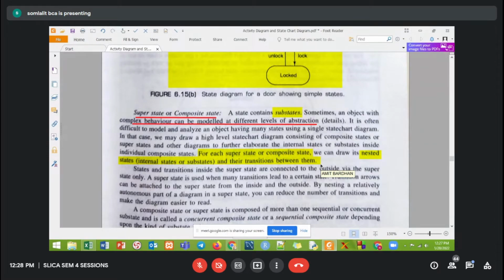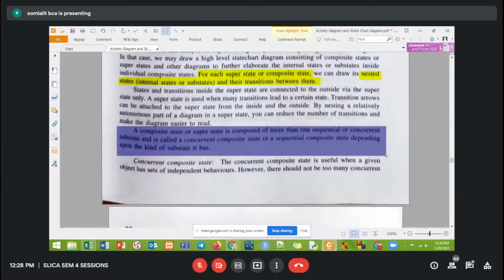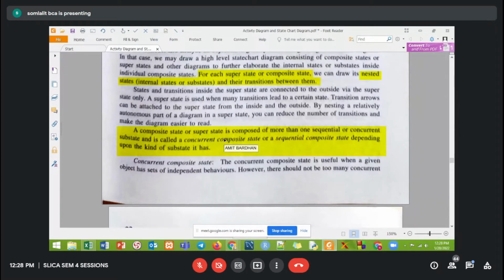Okay, so if you want to define a composite state in simpler terms, a composite state, or a super state, will be composed of one or more sequential, meaning series, or concurrent, meaning parallel, substates. A composite state with parallel substates is known as a concurrent composite state. So a composite state can have sequential or concurrent substates. It can be of two types. Now, what do you mean by a concurrent composite state? Let's first take an example of a concurrent composite state.